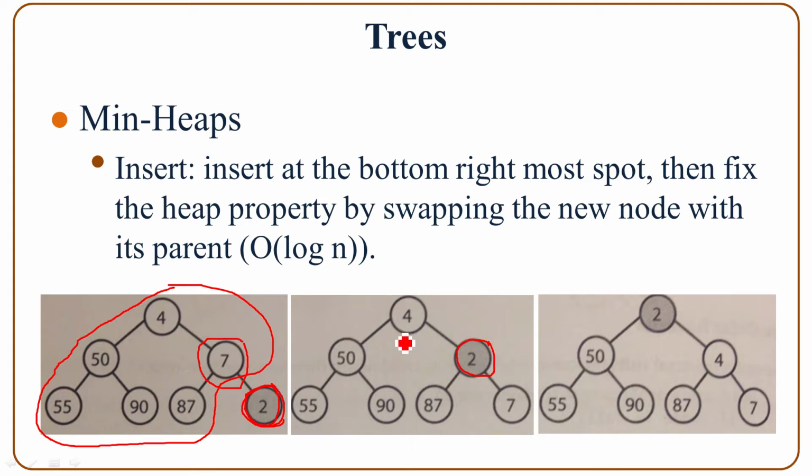Then we look at node 4. Node 4 is greater than node 2. We need to fix this. And again, we swap the two nodes, 4 and 2. And finally, we come up with this. And 2 is at the root and is the minimum.